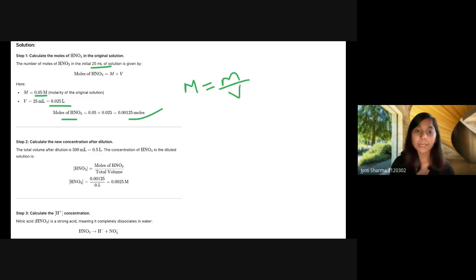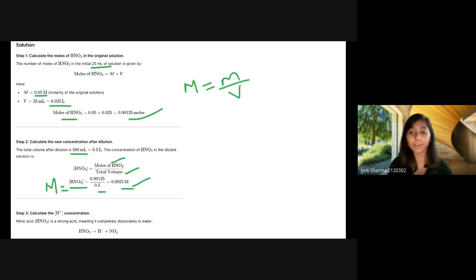If you have calculated the number of moles, but here the volume has changed. Now the volume is 500 ml. So the number of moles you already have calculated, the volume has increased to 500, and this is how you can now calculate the concentration of HNO3, or you can say molarity. So you calculated the molarity when the volume is 500 ml.